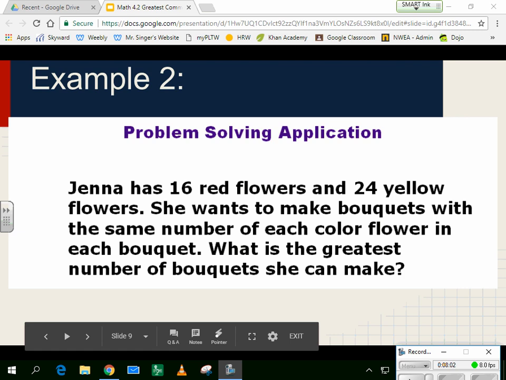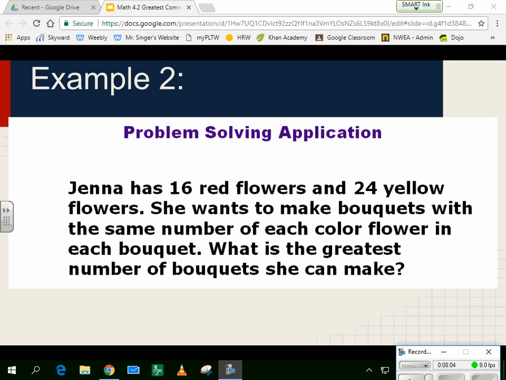All right, let's get into our second example for this lesson. And we're going to look at how problem solving can be applied using greatest common factor. So here is a problem. It says Jenna has 16 red flowers and 24 yellow flowers. She wants to make bouquets with the same number of each color flower in each bouquet. So what's the greatest number of bouquets she can make? Well, basically, we have to find out what's the greatest common factor of 16 and 24.